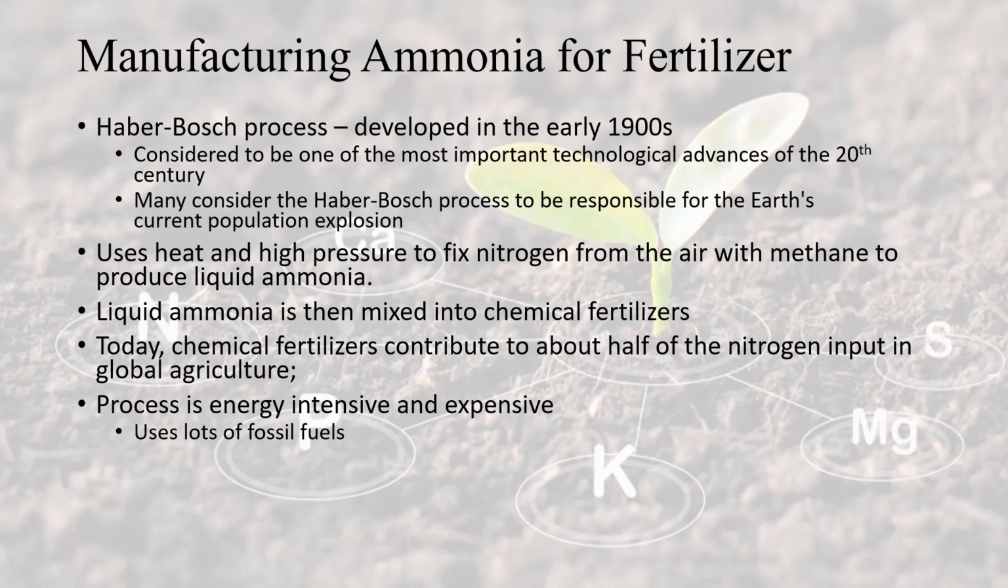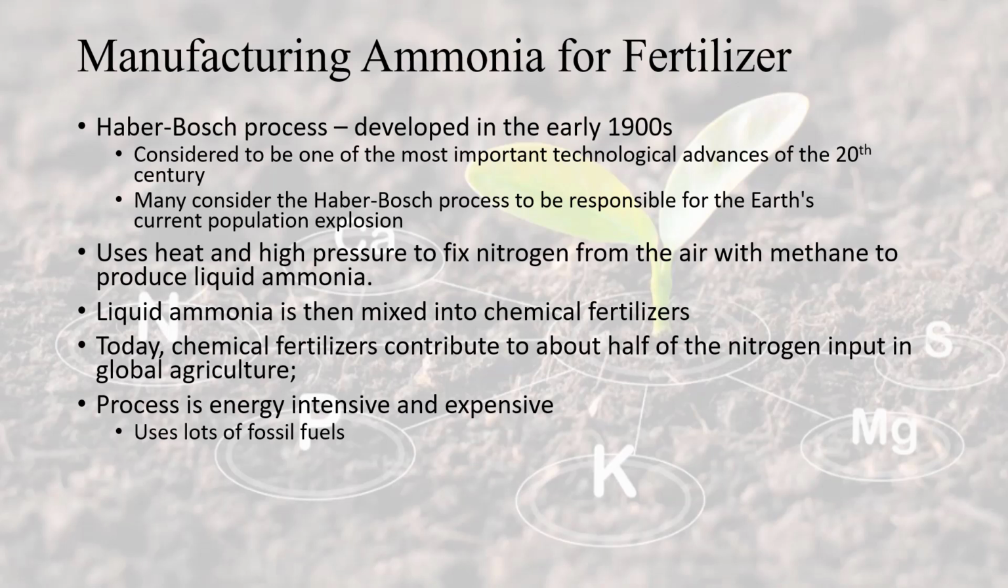Now, this process uses heat and high pressure to fix nitrogen, so take nitrogen from the air and fix it with methane to produce liquid ammonia. So it's turning it from this gas into a liquid, and then that's mixed into chemical fertilizers, and then those are applied to your plants or applied to a field. Today, chemical fertilizers contribute to about half of the nitrogen input in global agriculture, but this process is very energy intensive and expensive, and it utilizes a lot of fossil fuels.